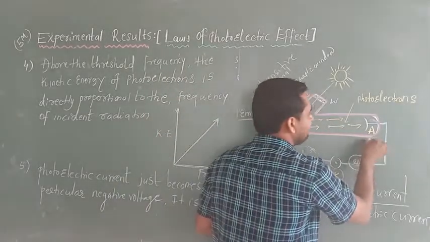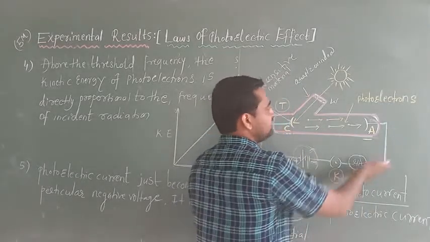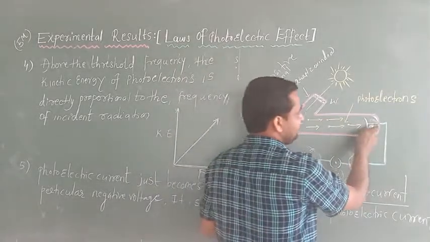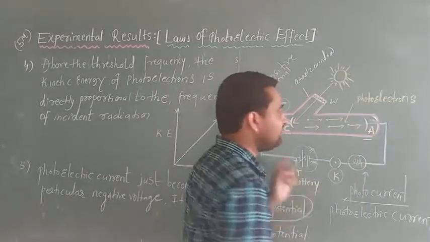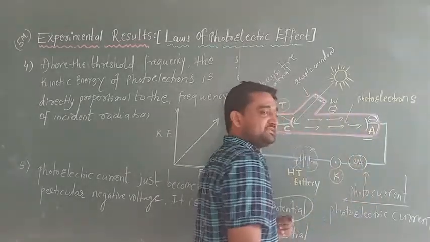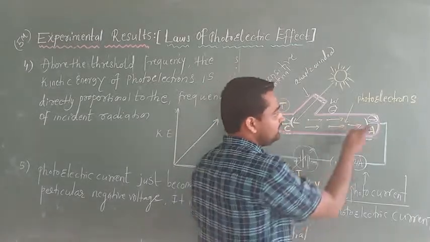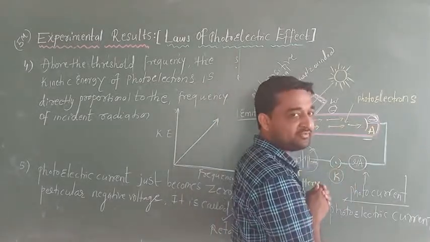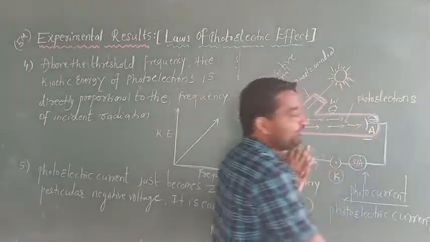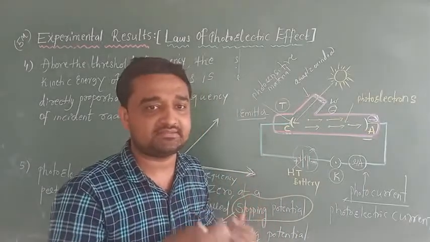When we make the anode negative, we connect the battery such that the negative terminal is connected to what? The anode. So when the anode plate is kept at a negative potential, the electrons, which are negatively charged particles, do not move towards the anode. They are retarded, which means their velocity keeps decreasing.